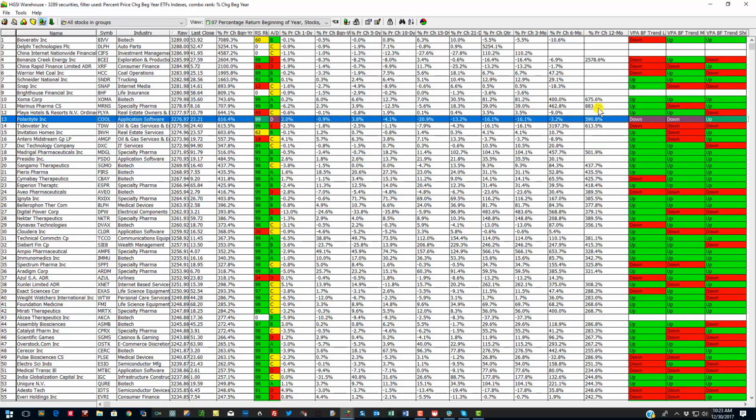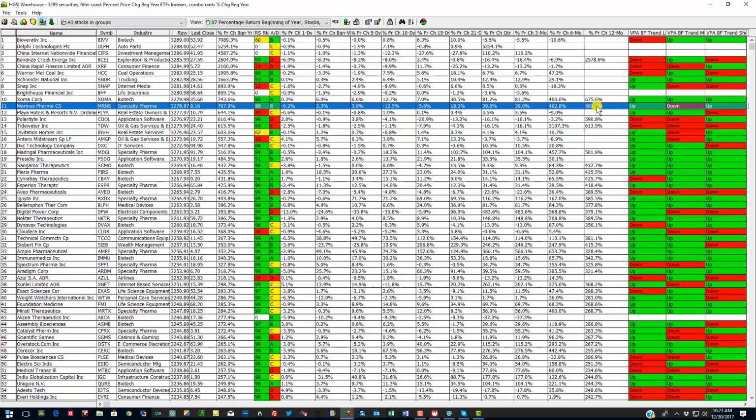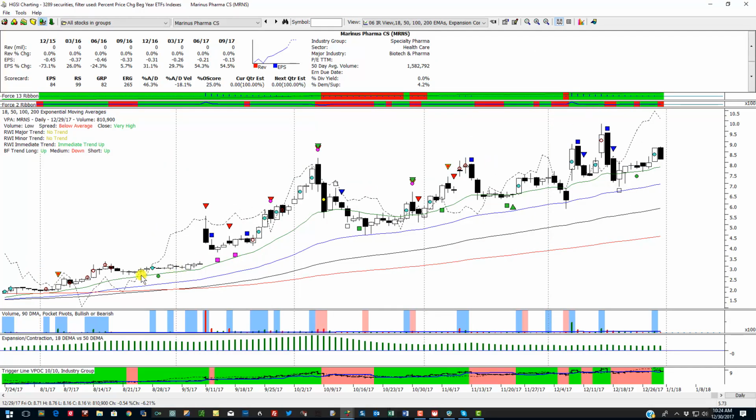Let's look at this one. Another specialty. This is a specialty pharma stock. And you can see that, yes, it did make a tremendous move. By the way, this one's been coming up in some of the screens, and I believe in the group inclusion report.